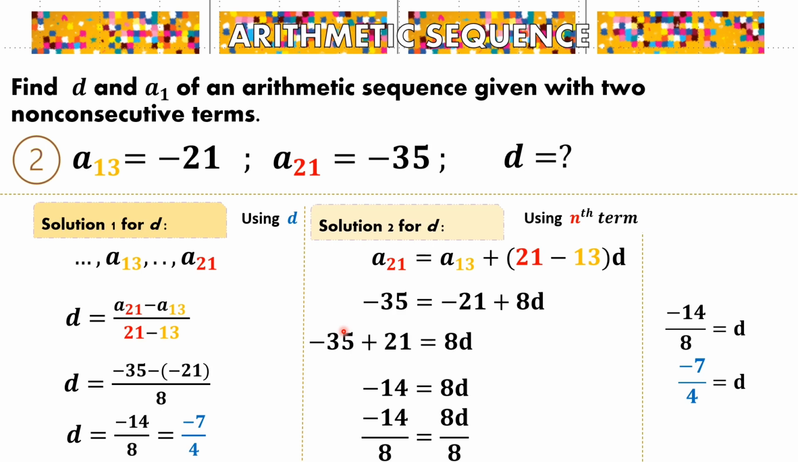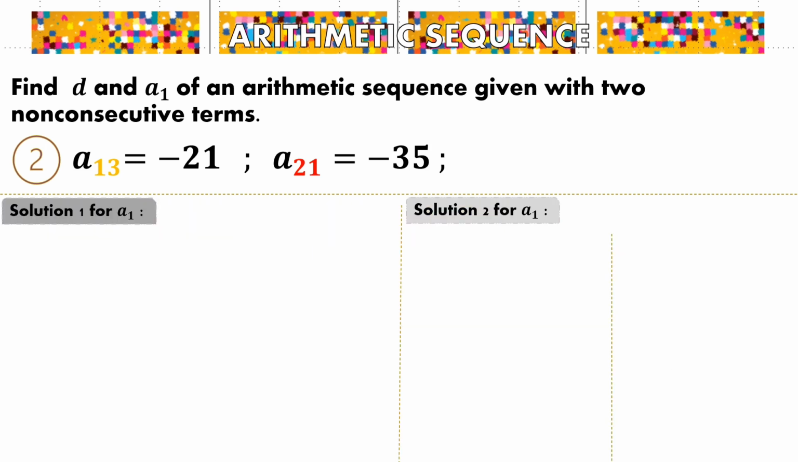So choose which one is easier for you to get the value of the common difference. Okay, we can now proceed in finding the value of the first term since we know already the value of the common difference. So I will be showing two methods again in finding the first term. Okay, so the first one is using a sub 13.